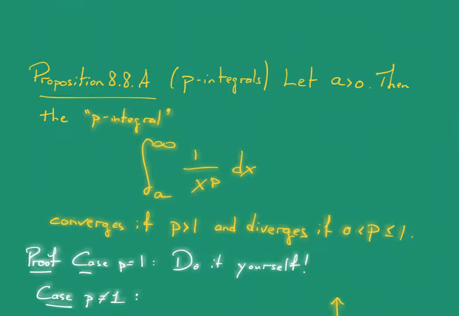So it's an integral from a to infinity, where a is just some positive constant, of 1 over x to the p. All right, so that's what we mean by a p integral. And what the proposition is saying is that this p integral converges if p is large enough, namely if p is bigger than 1, and it diverges otherwise.